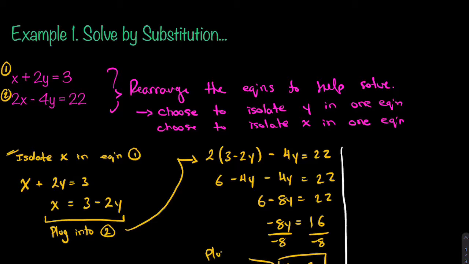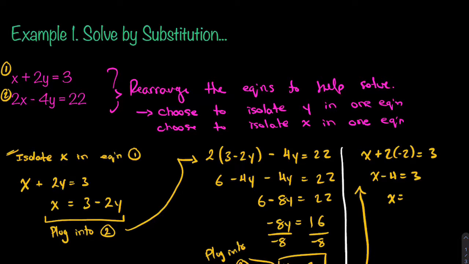So plug into the equation, and this one you can do 1 or 2. I'm going to do equation 1 because equation 1 is simpler. So I'll bring this up over here, and let's see what we get. So we get x plus 2 times negative 2 equals 3. x minus 4 equals 3. x equals negative 4. Add that to the other side, and we get 7.